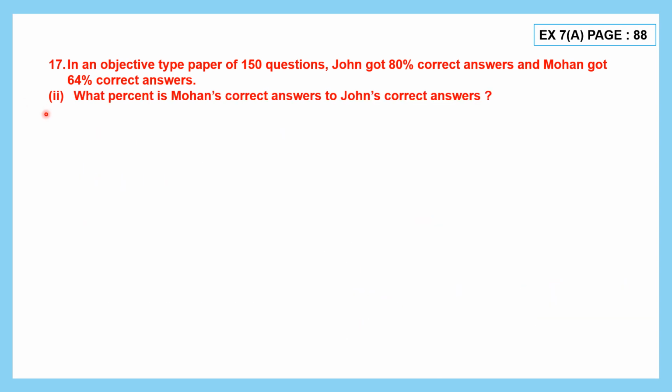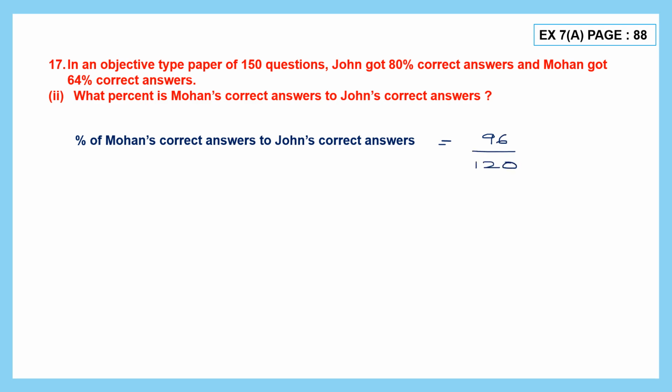The second question here is what percent is Mohan's correct answers to John's correct answers? So we have to take Mohan's correct answers to John's correct answers and find the percent of that. So percentage of Mohan's correct answers to John's correct answers will be, now Mohan got 96 correct answers, and John got 120 correct answers. We have to multiply by 100% to find the percentage.